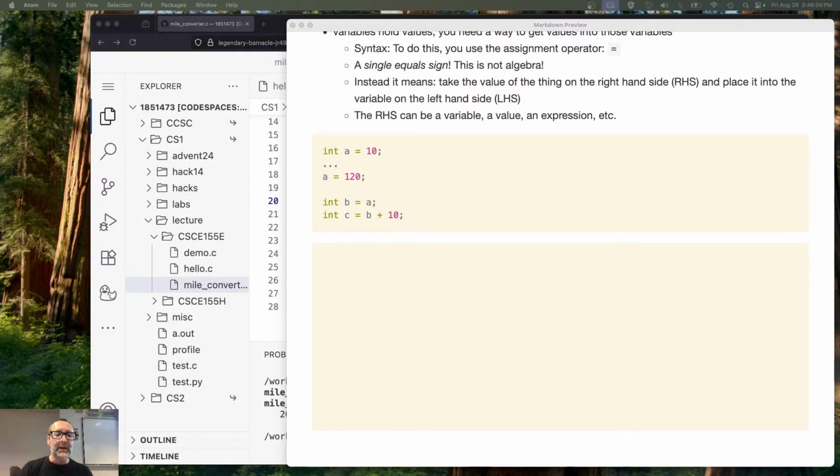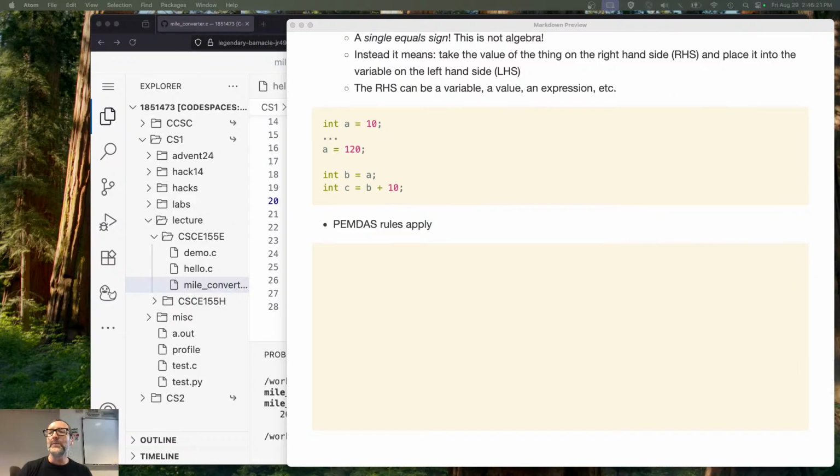Otherwise, the left-hand side has to be a variable that you assign. The right-hand side can be a variable, an expression, or what we call a scalar. That's just a number. Okay. Guess what? Something that you're familiar with: PEMDAS rules. They apply. Remind me, what does PEMDAS stand for? Parentheses, exponents, multiplication, division, addition, and subtraction.